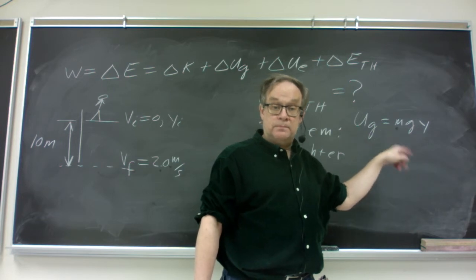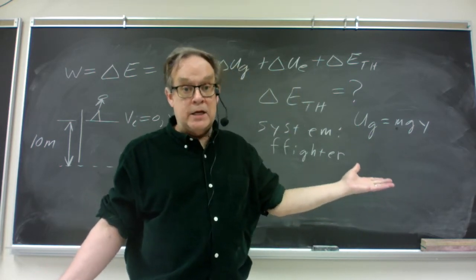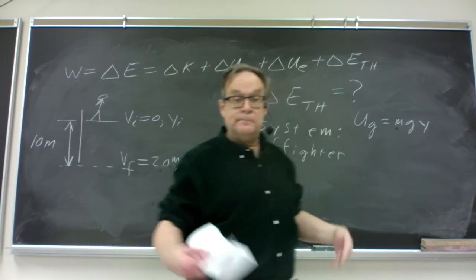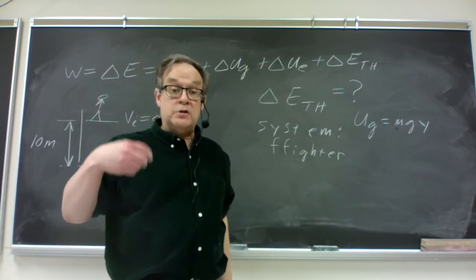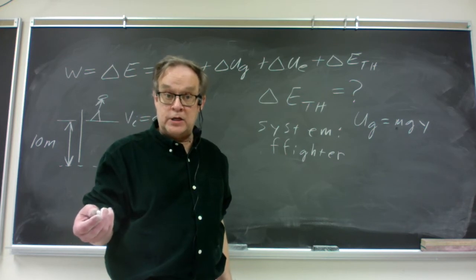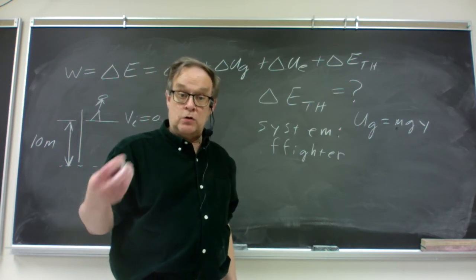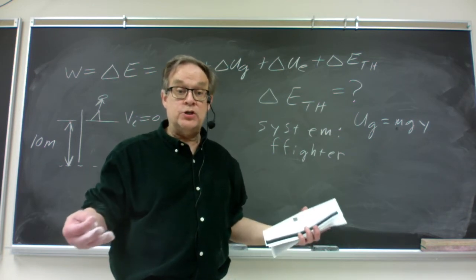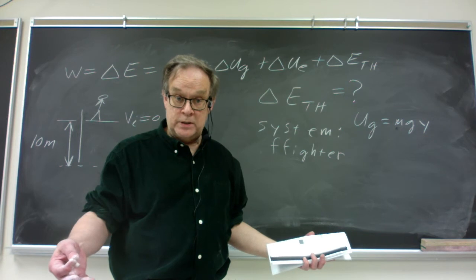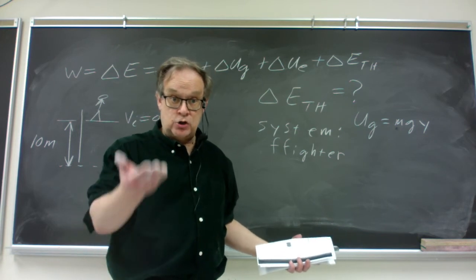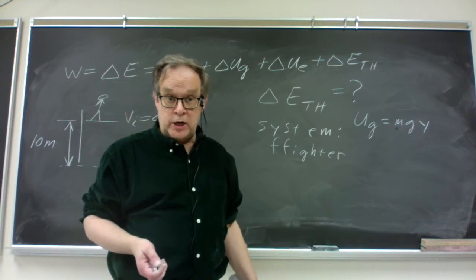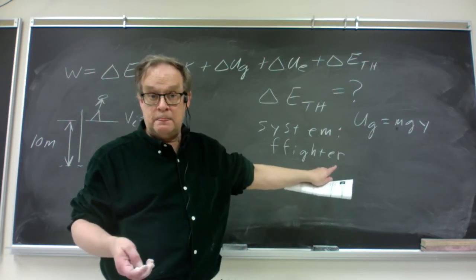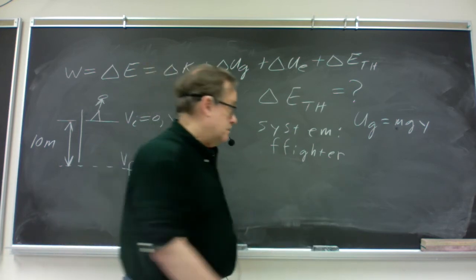gravitational potential energy. If there is any change in gravitational potential energy because of a change in elevation, then you have to pay attention to gravitational potential energy, and therefore you have to include in the system all of the things that share that gravitational potential energy. And just like in the chalk example, the things that share the gravitational potential energy are the moving thing, the firefighter in this case, and the Earth.